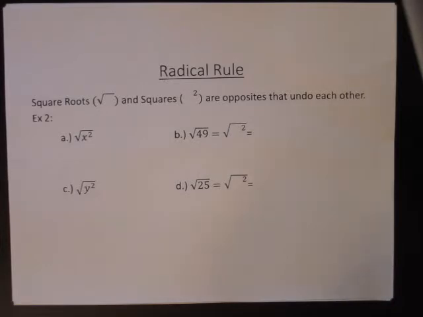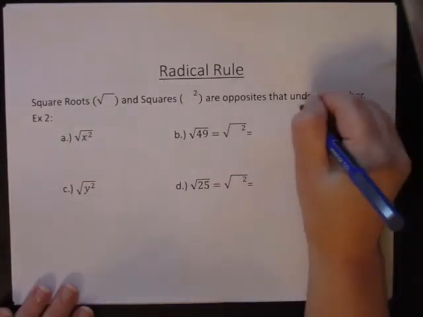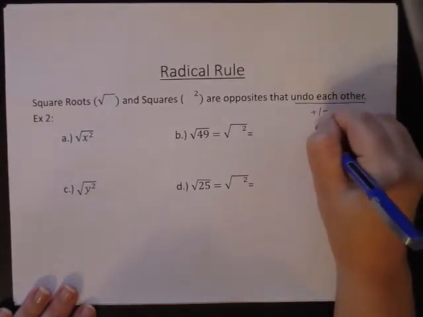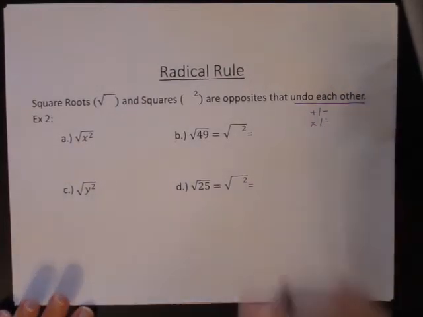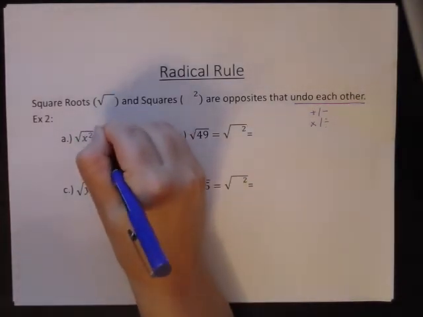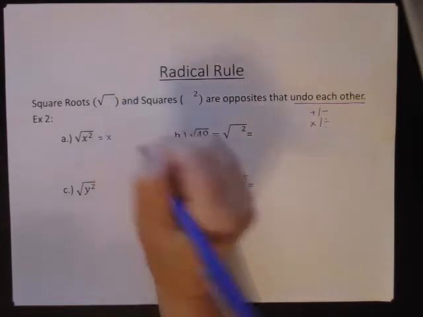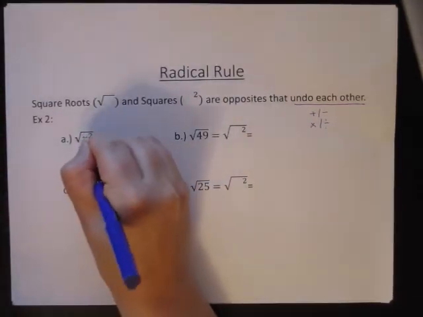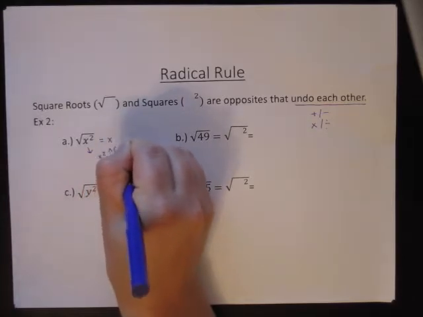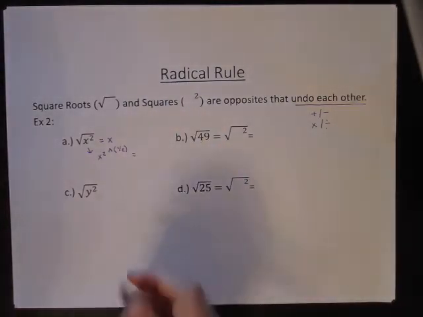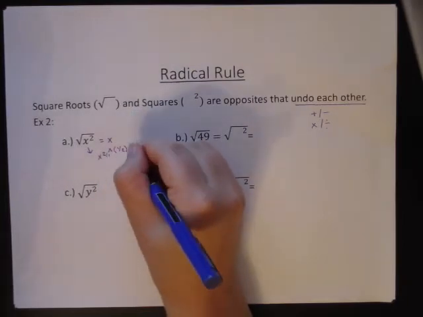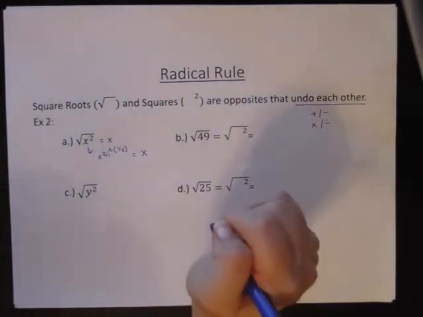So, square roots and squares are opposites that undo each other, just like the opposite of addition is subtraction, and the opposite of multiplication is division. So if I take the square root of x squared, that's just going to leave me with x, because essentially this is what it looks like: x squared raised to the 1/2. Remember that I multiply those two, so that would be 2 over 1, which leaves me with x, because 2 times 1 is 2, 1 times 2 is 2, and 2 over 2 leaves me with x.